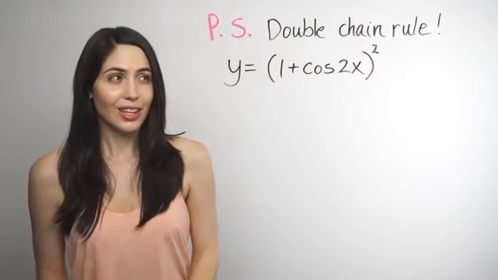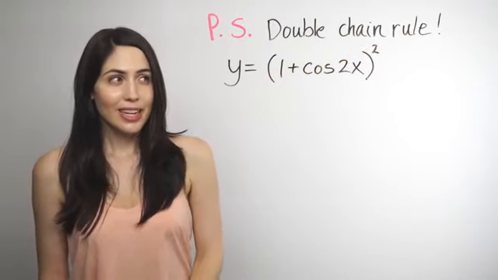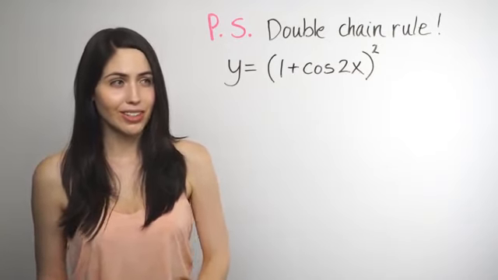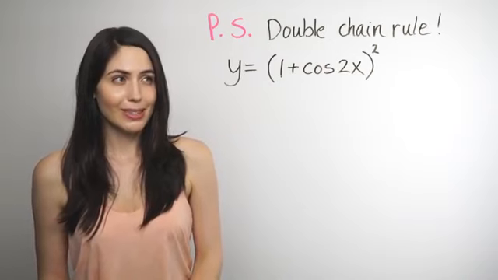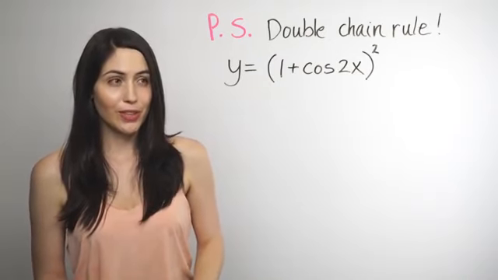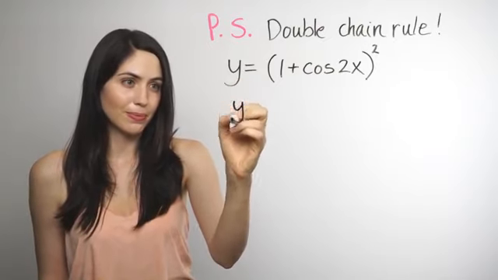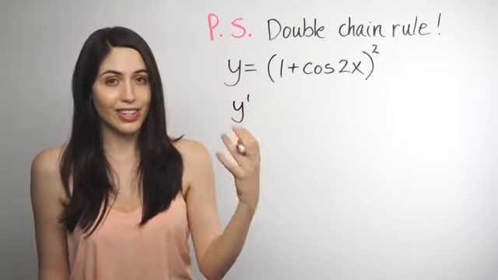So I lied. One more example. You may need to use the chain rule more than once. Repeat the chain rule, double chain rule, or extreme chain rule. This is where it gets pretty trippy. Let me show you. If you need to take the derivative of this, so y prime, start just like you've started the others.